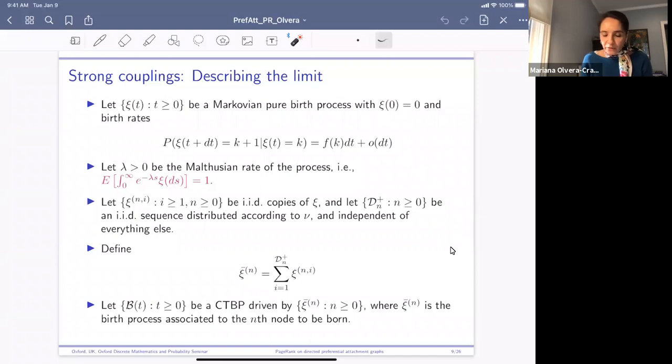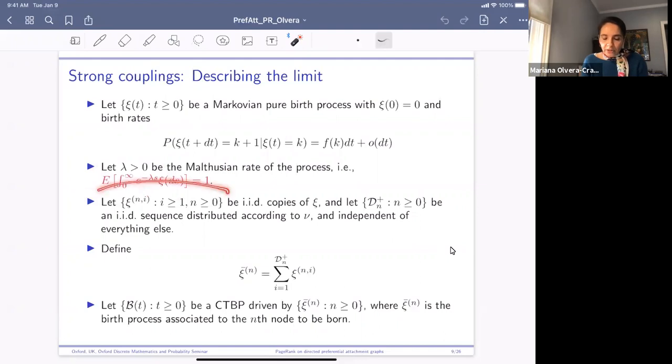In general, I'm going to assume that I have a pure birth process, psi, that at time 0 starts at 0, and grows according to my function f, whatever f may be. If you want to think about the general case, this f doesn't have to be linear, it just needs to be sublinear, and that's fine. But I'm going to stick to the linear case here. Then I'm going to assume that there exists a lambda that's strictly positive, my Malthusian parameter for the process, that solves this equation equal to 1.